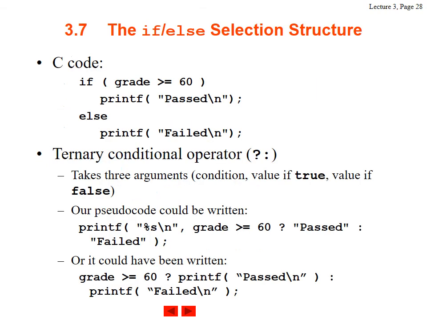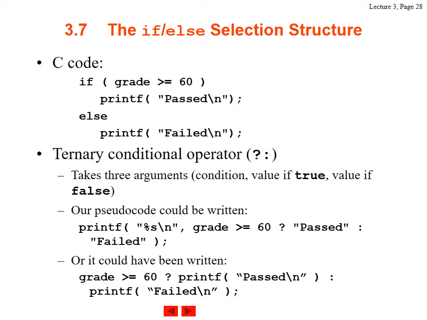failed. Now in the if else statement, in C, if grade is greater than or equal to 60, printf passed, you end here, or else. That means if this is not true, then print this. That's what the else statement is saying. So if the first condition is not true, go to the next statement, right?